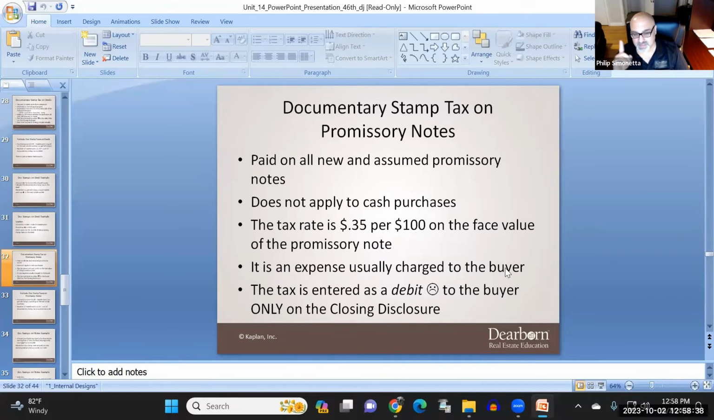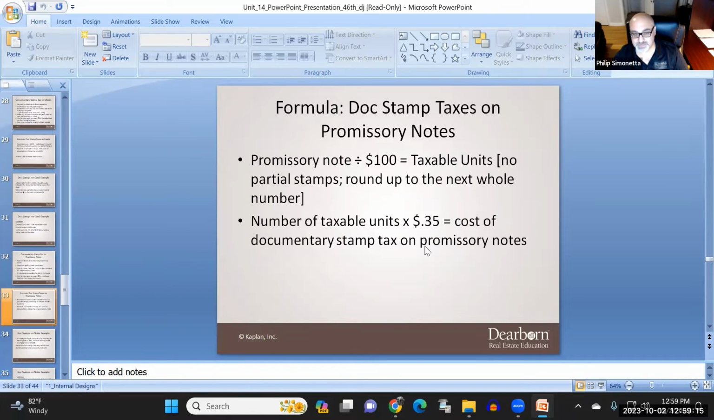Now, they say usually, because in the contract, you can negotiate. You can say the seller is going to pay all the buyer's closing costs. And in that case, the seller would pay this. But usually, on 99% of the transactions, the buyer pays it. Unless you negotiate it, the buyer's paying it. The tax is entered as a debit to the buyer only on the closing disclosure, because the buyer is the only one paying it.